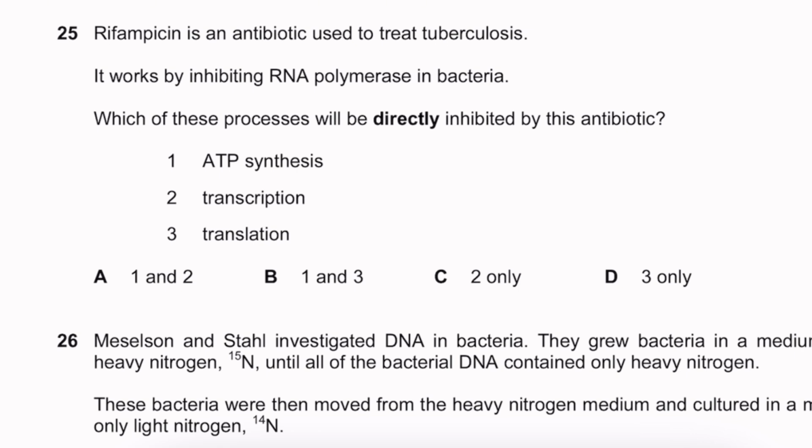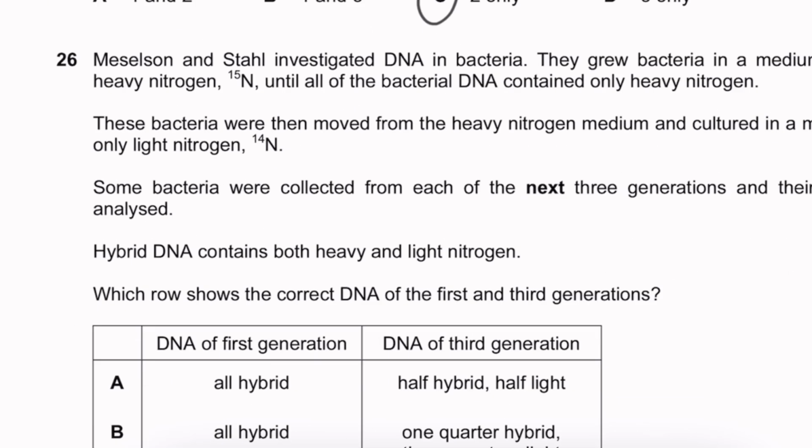ATP synthesis will not be directly inhibited because it has really nothing to do with transcription. ATP synthesis is part of what's called aerobic respiration, in the mitochondria, maybe it's part of photosynthesis, but not part of transcription and protein synthesis, so we can cancel it. Transcription will be directly affected. Translation, however, is not really directly affected, and there is no option for 2 and 3, so we'll only pick 2.